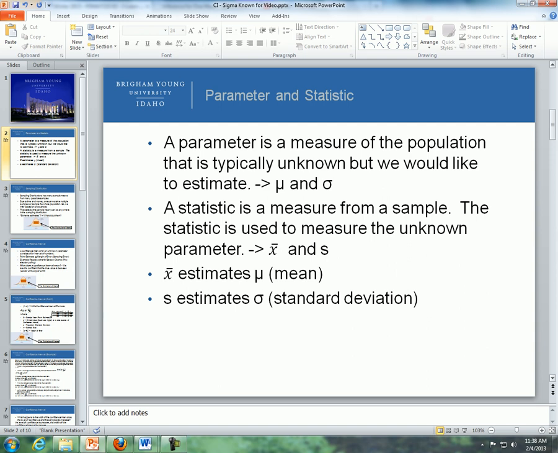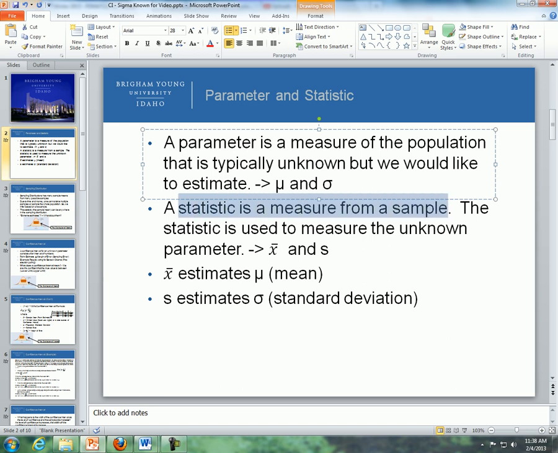The first one is dealing with a parameter versus a statistic. A parameter is a measure of the population that's typically unknown, but we like to estimate it. For instance, we have the population mean mu and the population standard deviation sigma. A statistic is a measure from the sample, used to estimate the unknown parameter. The statistic can be, for instance, x bar, which is our sample mean, and s, which is our sample standard deviation. So x bar estimates mu, which is dealing with means, and s estimates sigma, which is dealing with standard deviations.